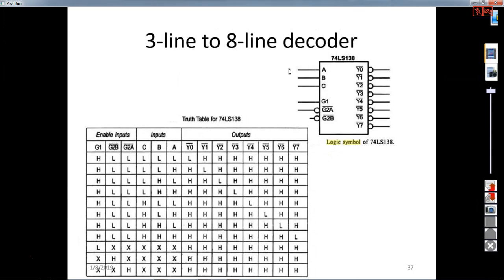In this 3-line to 8-line decoder, you have A, B, C as the select lines. If it is 0, 0, 0, then Y0 is made low. If it is 0, 0, 1, then Y1 will be made low. It decodes like this. For this chip to be selected, G1 should be 1, G2A bar should be 0, and G2B bar should be 0. When this logic is true, like 1, 0, 0, then the 74LS138 is enabled, and based on the select lines ABC, any one line will be decoded. Now let us take ABC as 101. That means Y5 will be made 0. So this is the 3-line to 8-line decoder IC's truth table.